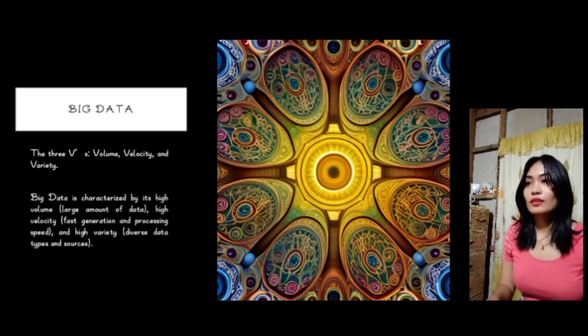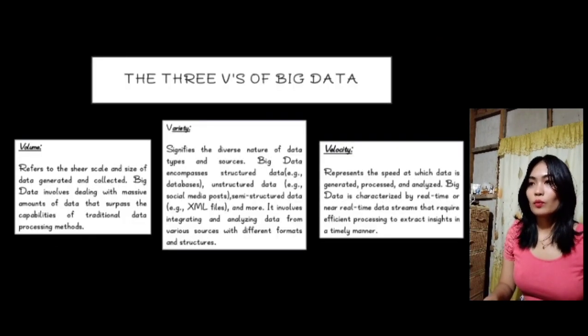Okay, so I wanted to discuss these 3 V's and what the purpose of it is in the context of big data. So volume. To define, it refers to the sheer scale and size of data generated and collected. Big data involves dealing with massive amounts of data that surpass the capabilities of traditional data processing methods.